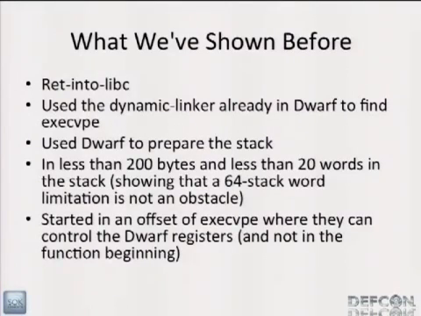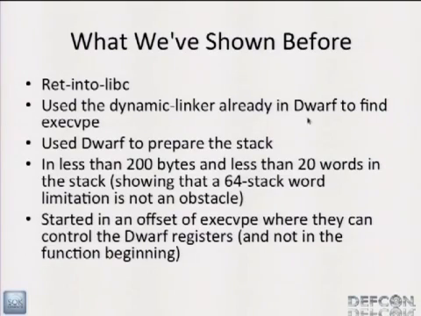So I'm going to show a demo that we've shown before. We showed it at ShmooCon a little while ago. And this is the Trojan. We set up a dynamic linker, which finds execvpe. We prepare the stack. And we set up the registers that we can control. We return execution to a location that then loads the parameter passing registers from the registers we can control and calls exec.